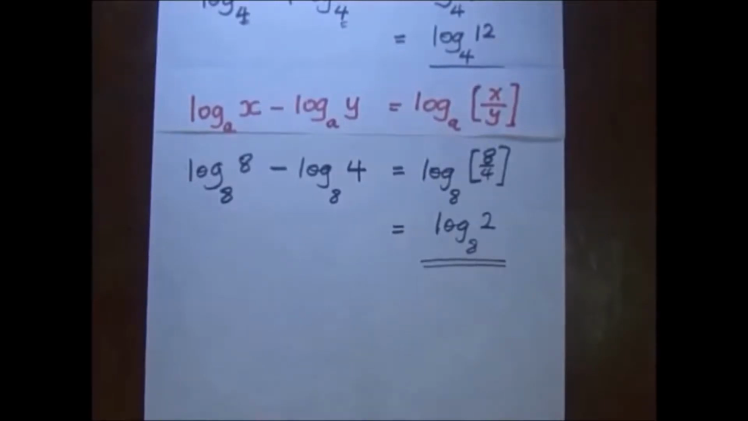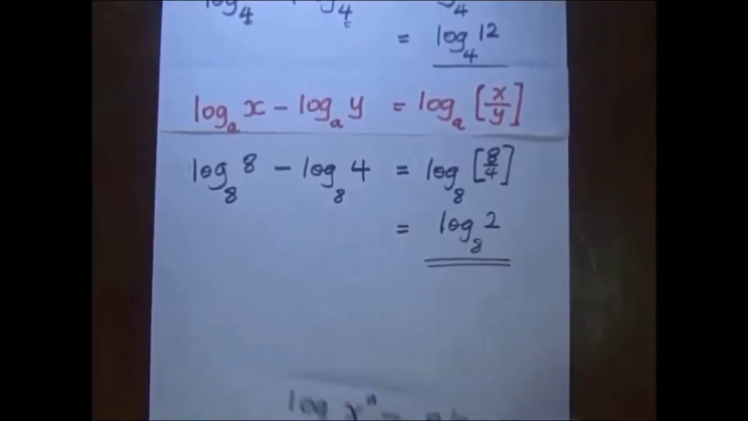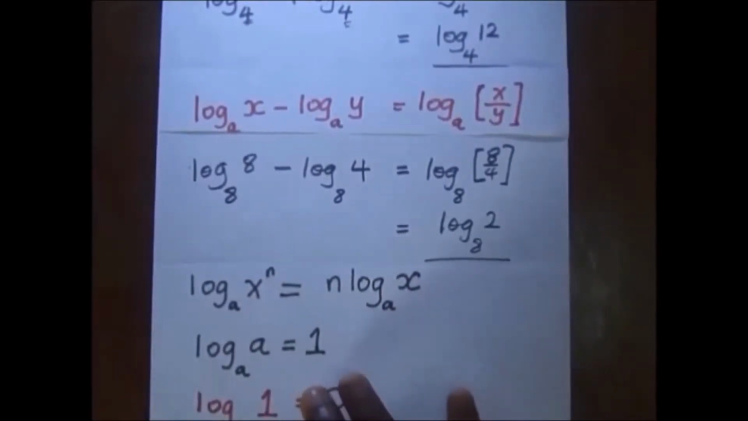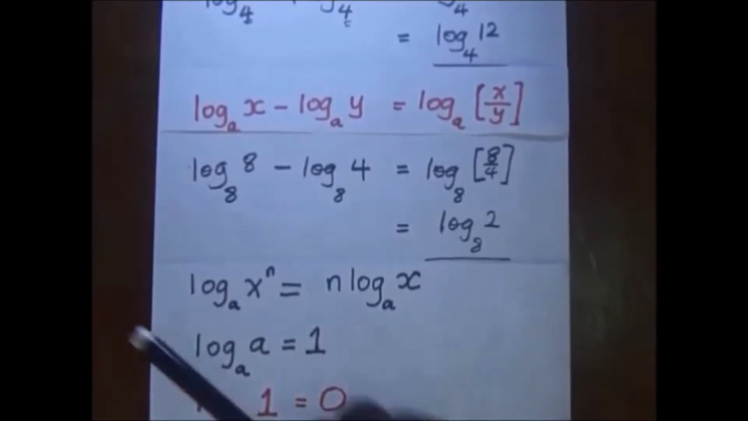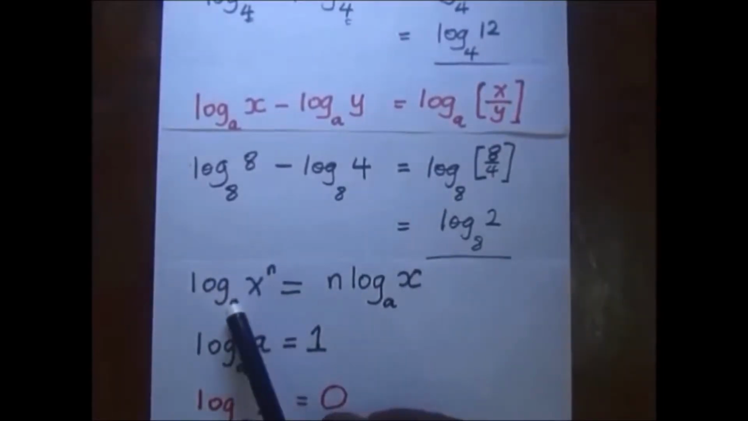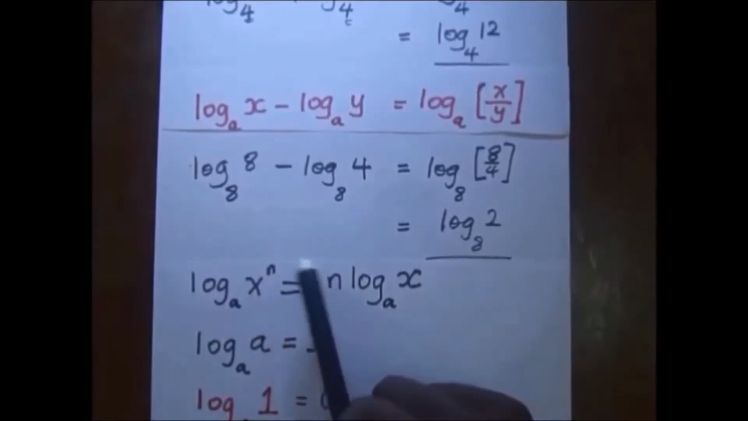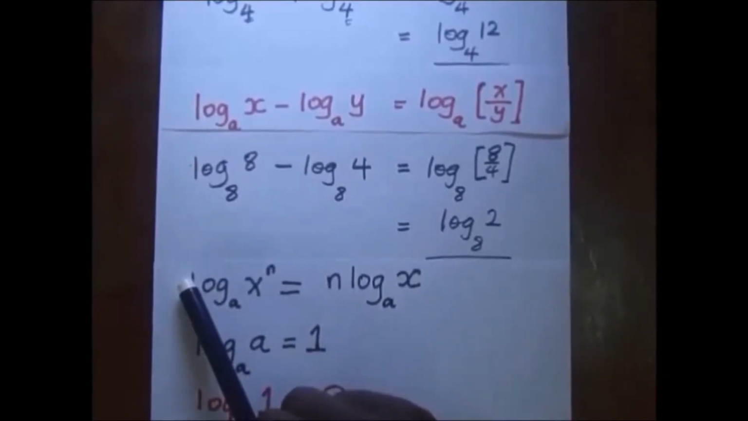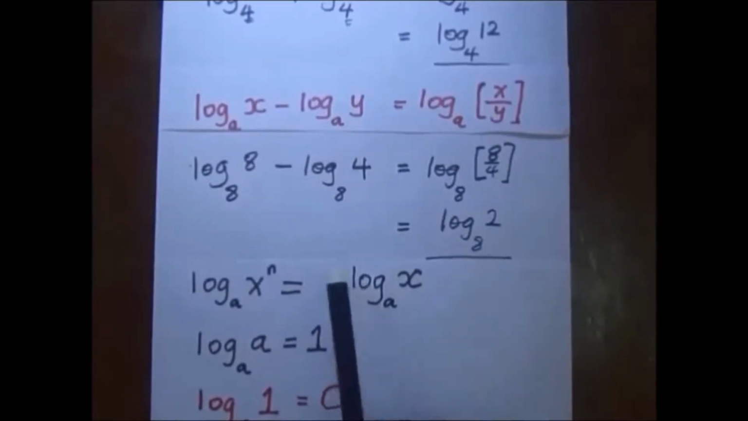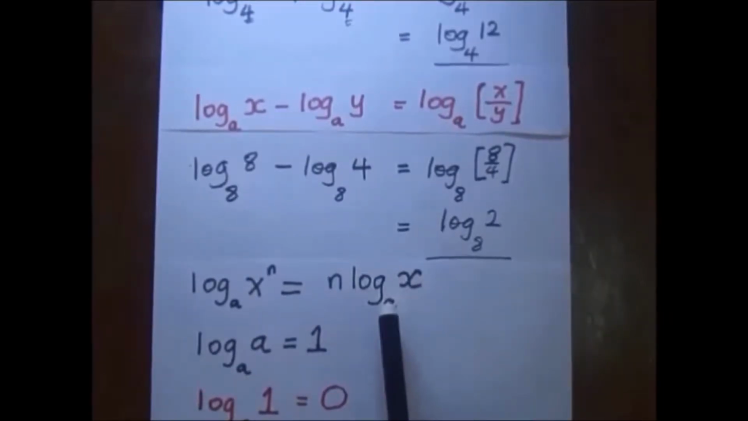So let's explore some other laws that we need to know. We have log of x base a. If x is to the power n, this is the same as saying that n is multiplied at the beginning of the logarithm, so it's going to be n times the log of x base a.